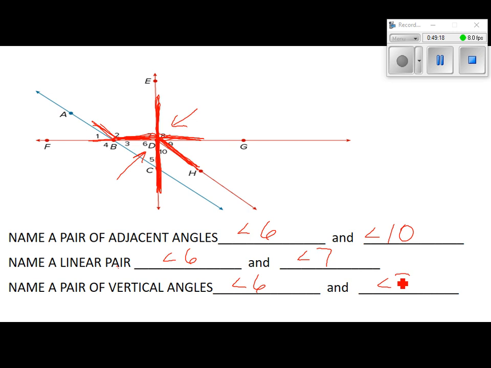Name me angle 6 in a different way. BDC. Name me angle 8 in a different way. EDG. Got to make sure you can name them. You're not always going to be given those numbers.